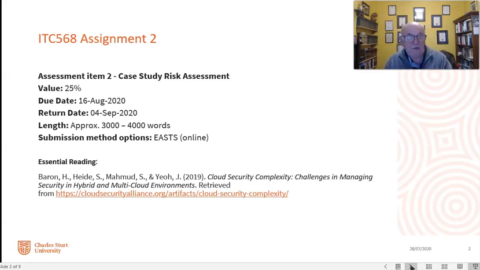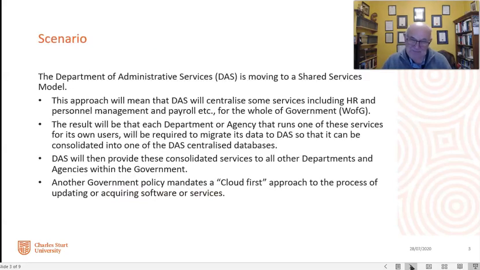There is a Cloud Security Alliance document that I strongly suggest you should read on cloud security complexity. The link is there. I would also suggest that the new guidance that the ACSC put out today on cloud security may also be of some interest to you in this assignment.